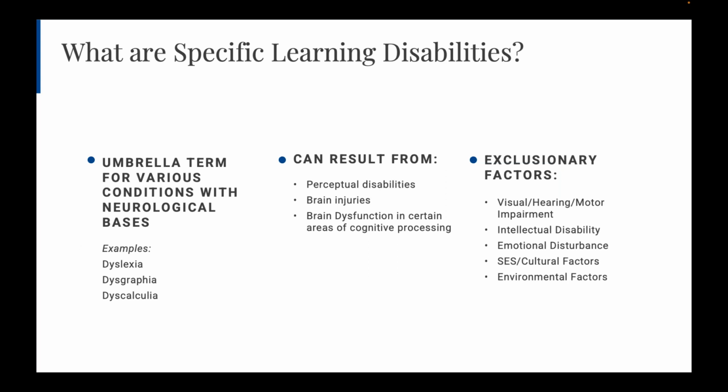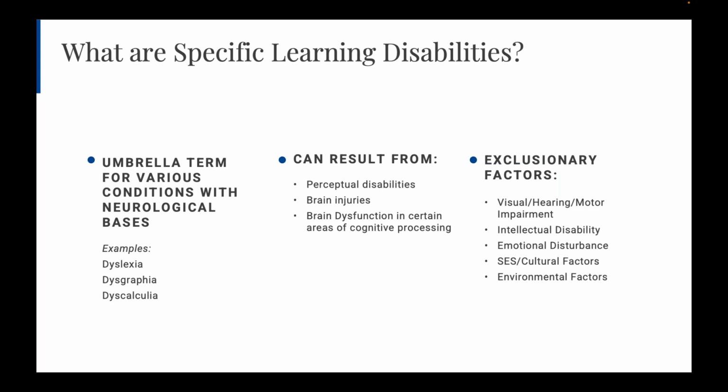And we may see that individuals may evidence specific learning challenges in response to things like perceptual disabilities, brain injuries, brain dysfunctioning in certain areas of cognitive processing. So when I talk about some of those cognitive correlates, these cognitive correlates are areas of cognitive functioning that are linked to certain areas of academic achievement. So when I talk about that brain dysfunctioning in certain areas of cognitive processing, I'm talking about cognitive correlates.